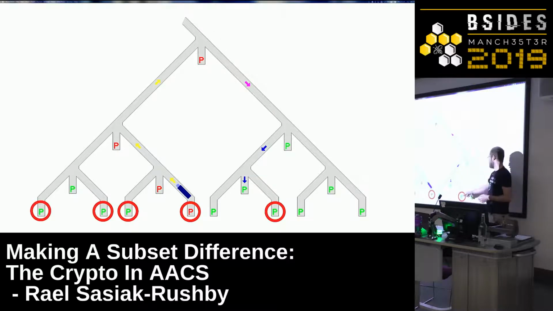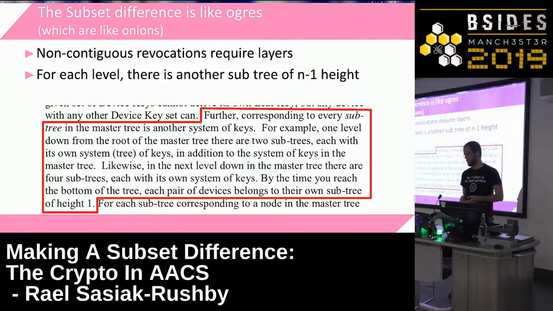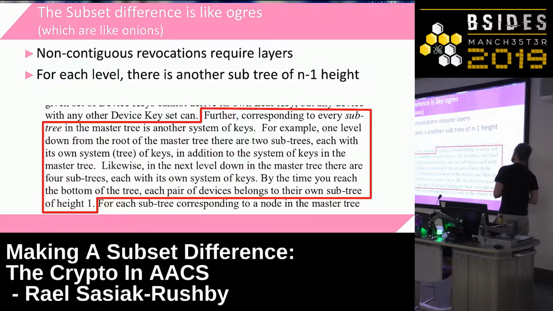So what if we want to revoke here? There is no car parking space here that those 5 can get to, those 5 can't get to, that these 3 could still get to. Essentially, if we were revoked here somewhere, then all of these are revoked. So this is where the subset difference system actually comes into its own, and that's where the more interesting part lies. So it's a bit like ogres, which are like onions. It has lots of layers, and in order to do that non-contiguous revocation, we have loads of layers.